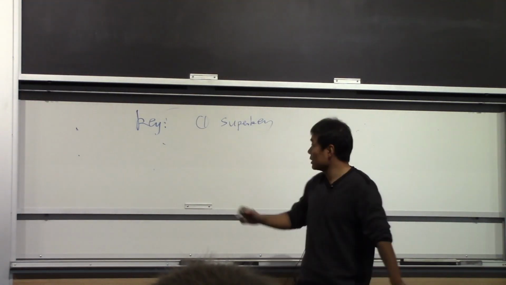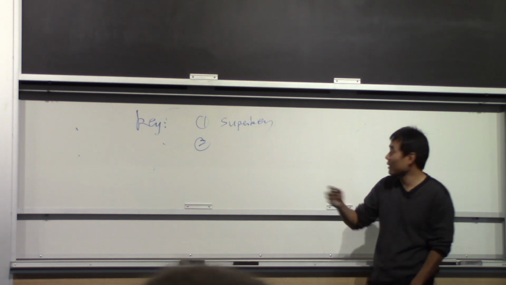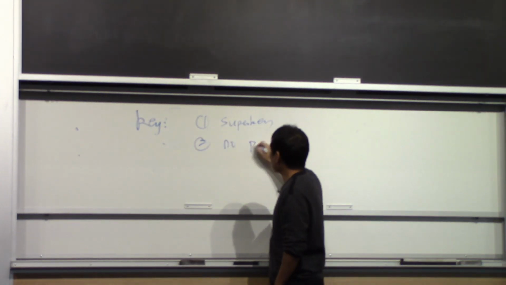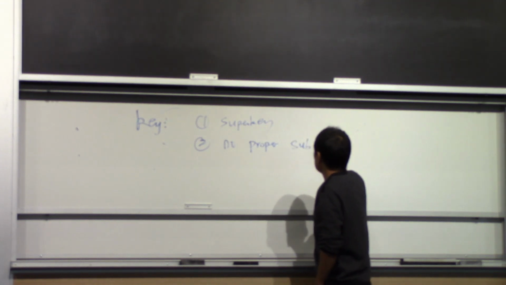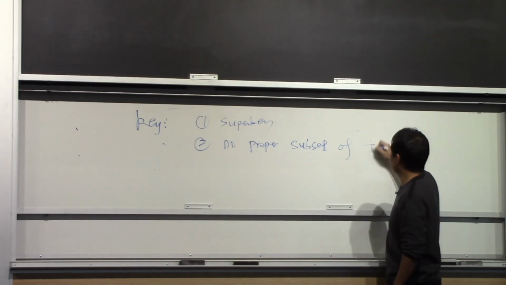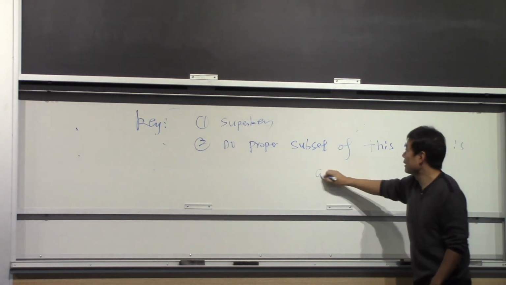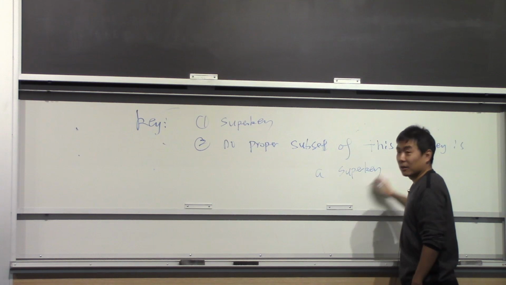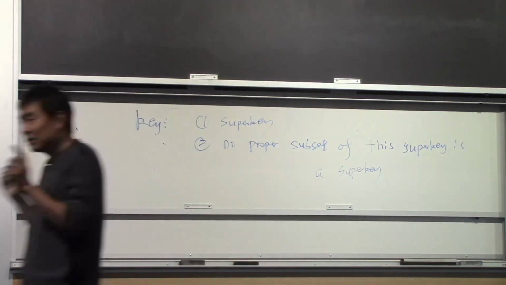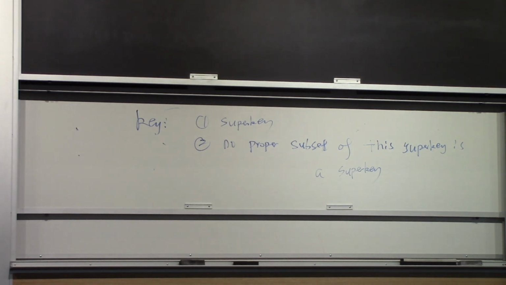Let's look at the second constraint. The second constraint is a little bit trickier to understand, but let's try to understand this together. No proper subset of this super key is a super key. Okay? It's rather contrived, right? It's like, what does it mean? Okay, let's look at an example, try to understand this.